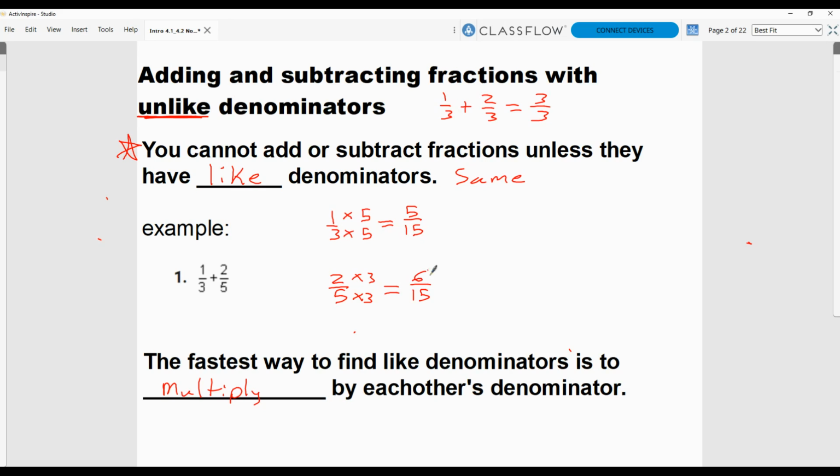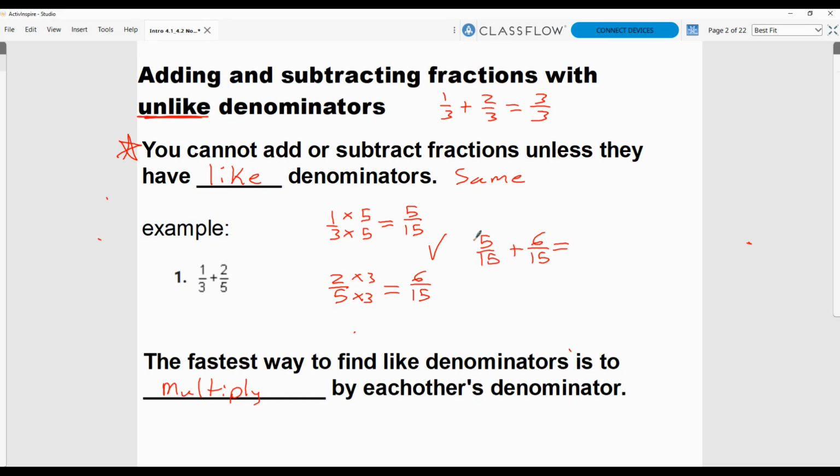Both of these fractions now have like denominators. Okay, so we've changed them and we want to check to make sure they both have like denominators, and they do. Okay, so now that they do have like denominators, we're going to add them together. So I'm going to take the first fraction I changed, 5 over 15, and I'm going to add the second fraction, 6 over 15. Add them together.